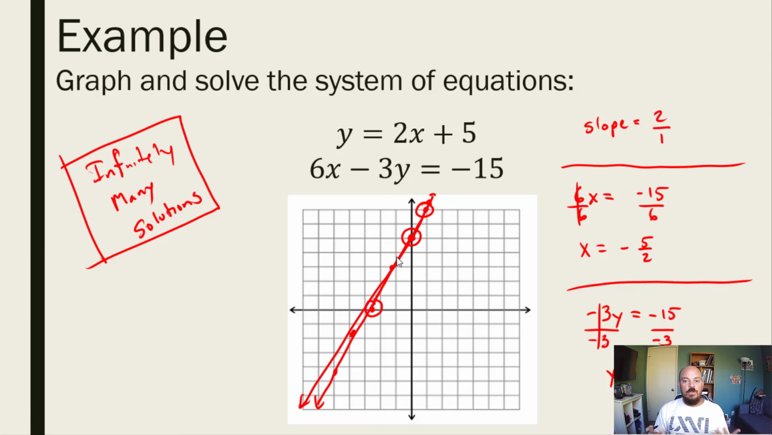So we get this, I call them special cases. If the two lines are parallel right next to each other, there's no solutions. If the two lines are on top of each other, there are infinitely many solutions. They're right on top of each other, and every point on the line is a solution to both.